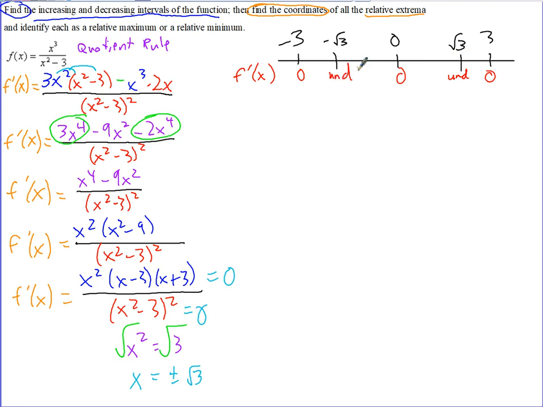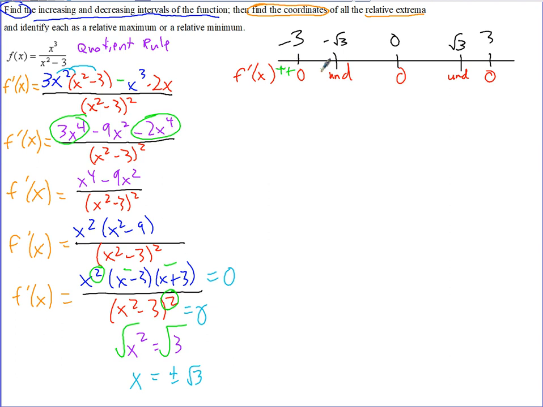And then we can start testing in between here to see if the first derivative is positive or negative. So notice we've got the squared here, so that'll never be negative. The squared here, so that'll never be negative. So really we just have to test x minus 3 and x plus 3. So if we test negative 4, negative 4 minus 3 is negative, negative 4 plus 3 is negative, negative times a negative is positive.